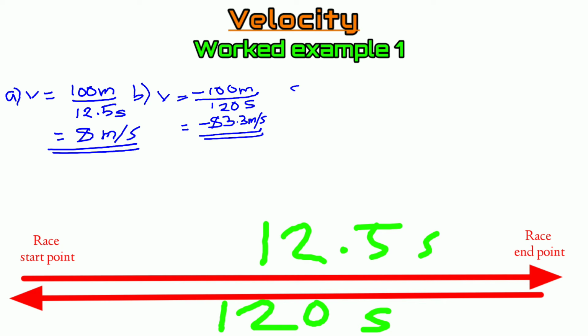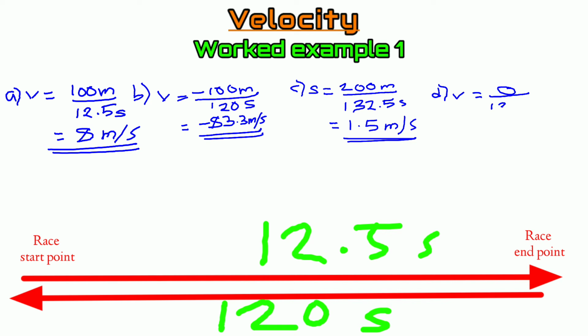Her average speed equals the total distance divided by the total time. So the total distance is 200 meters. The total time is 132.5 seconds. It will give you a speed of 1.5 meters per second. Her average velocity equals the total displacement over the total time. Total displacement is 0. So her average velocity is 0.